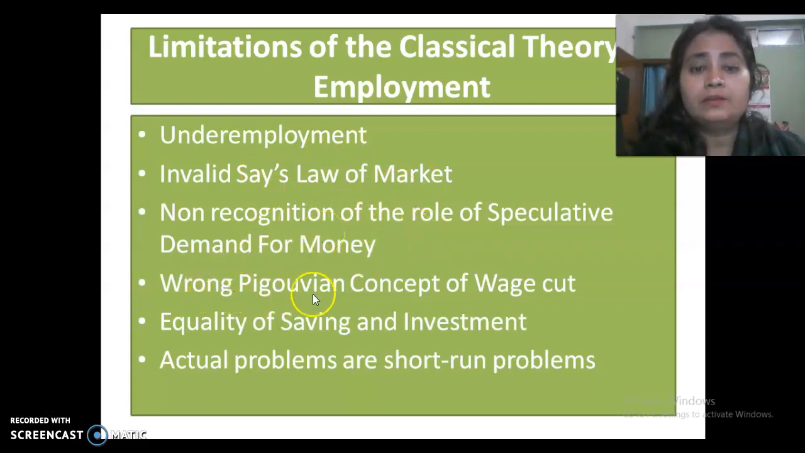Again, the Pigovian concept of the wage curve was also criticized by Keynes. Another one, the equality between savings and investment, is also another limitation. And another one, the actual economic problems are short-term problems, but according to the classical economists, their theory is applicable for the long period. But in the long run, we are all dead. So actual problems are short-term problems, which must be given importance. Thank you.